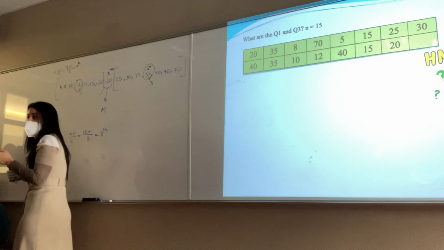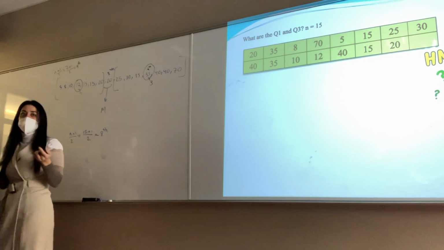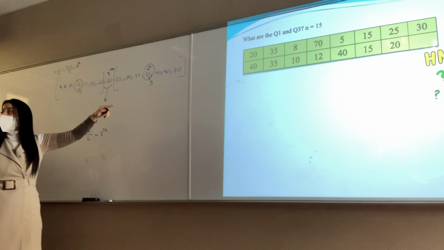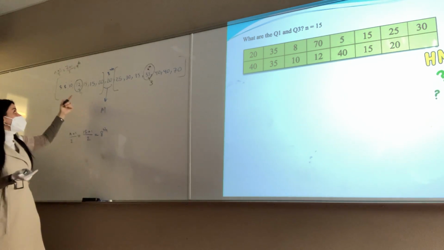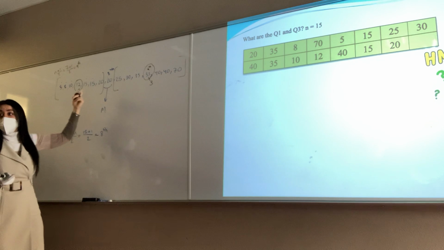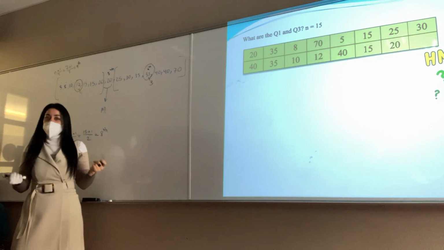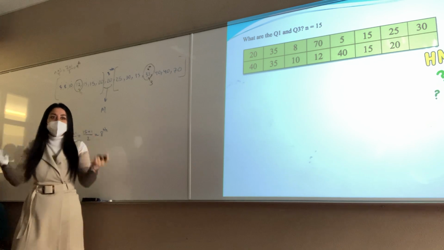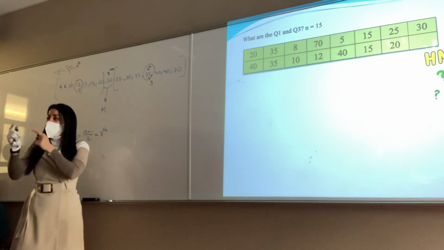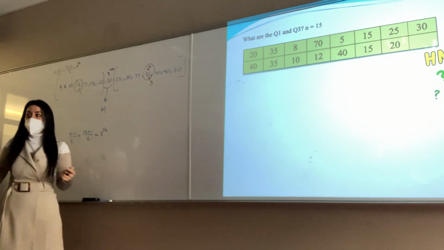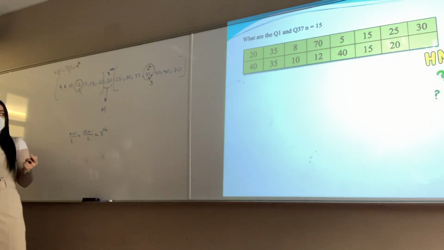Do you have any question? No? So what we had here, the whole data set had an odd number of observations, and the data set on the left side and the data set on the right side also had an odd number of observations. So you didn't have to find two midpoints and calculate their average. It was just straightforward.